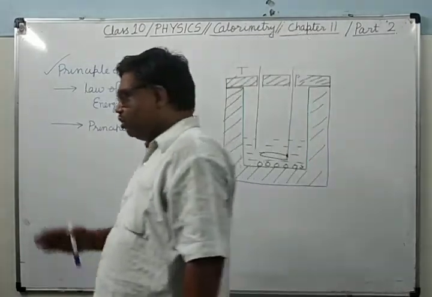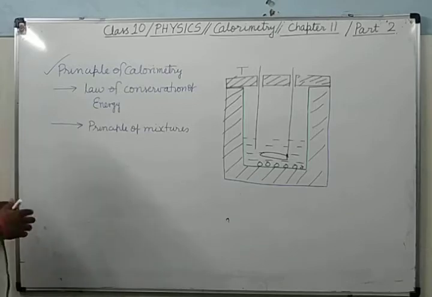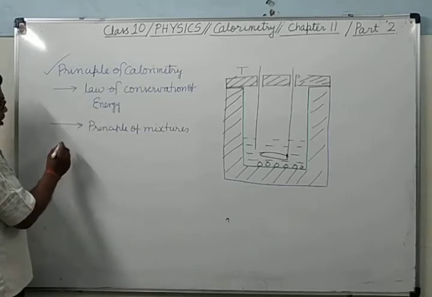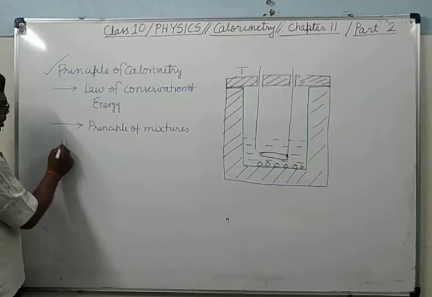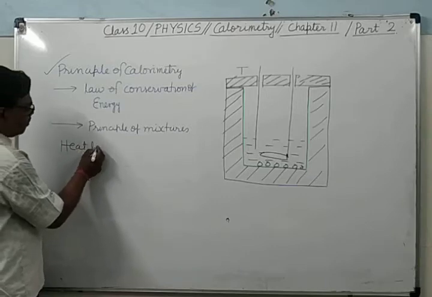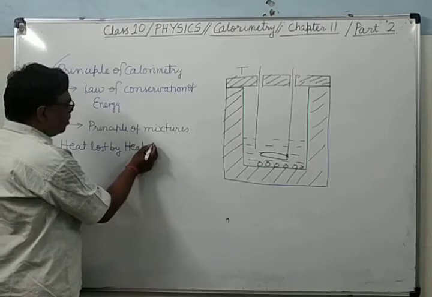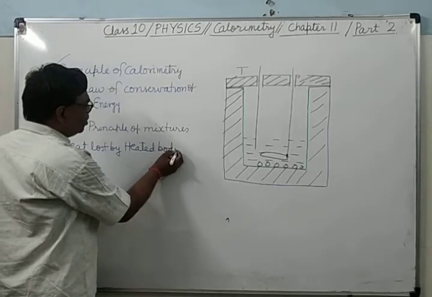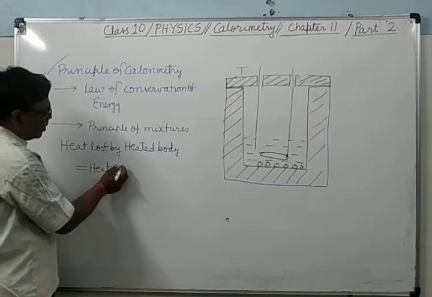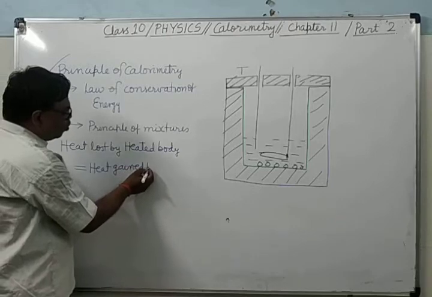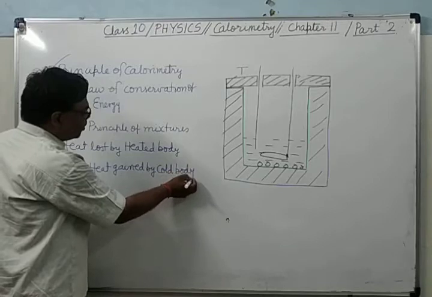It's clear. So you will write the whole statement. Already I stated twice, so you can write. So what is the last line? If no loss of heat has taken place in the surrounding, then heat lost by heated body equals heat gained by cold body. This is the principle of calorimetry.